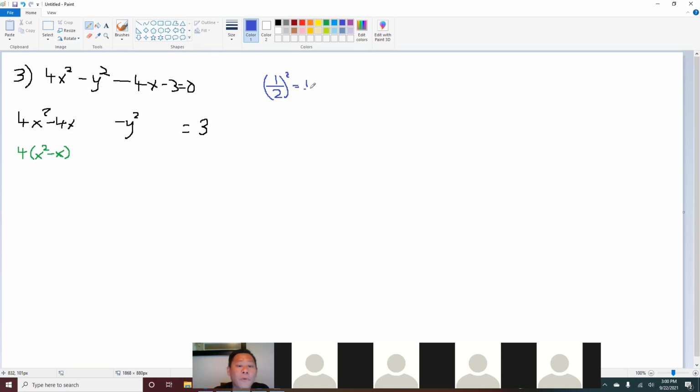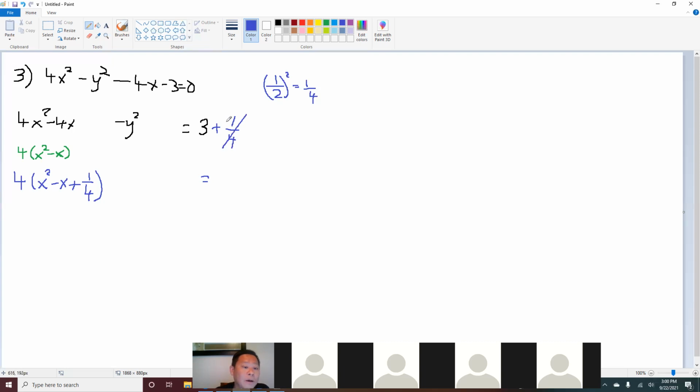That number is 1/4. So what you do in this case is you will add this number to here, the 1/4. And you also have to add it to this side of your equation, because it's an equation, you have to balance it. So when you add a 4th here, now you don't add a 4th here.